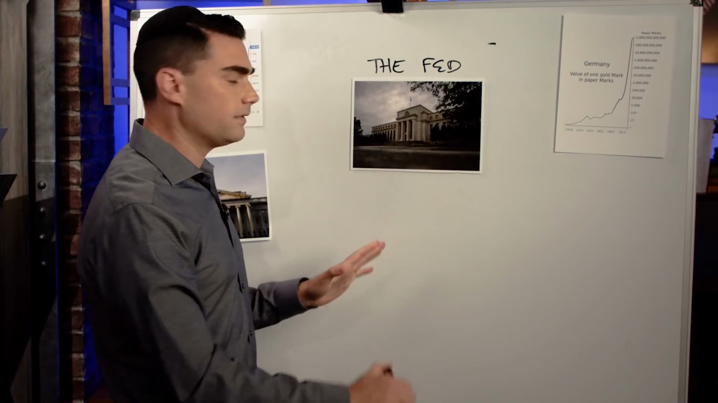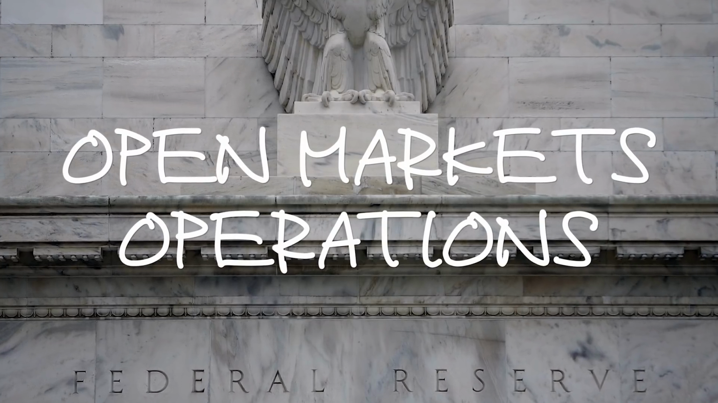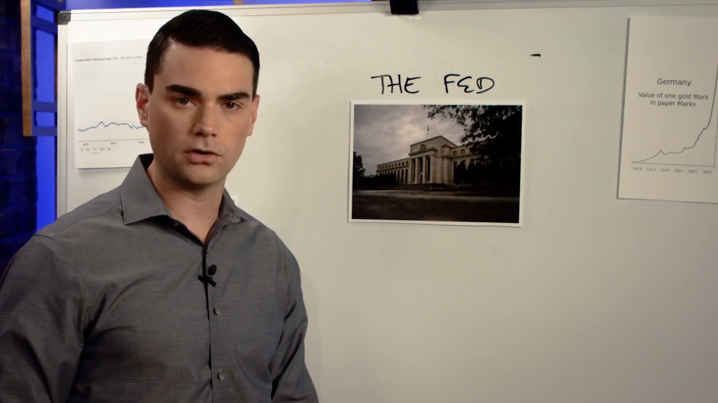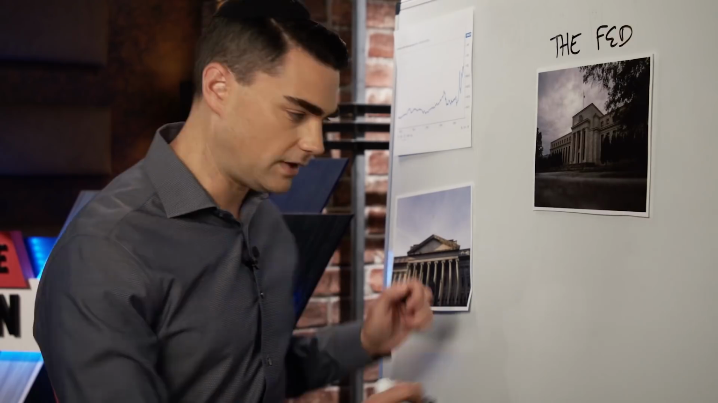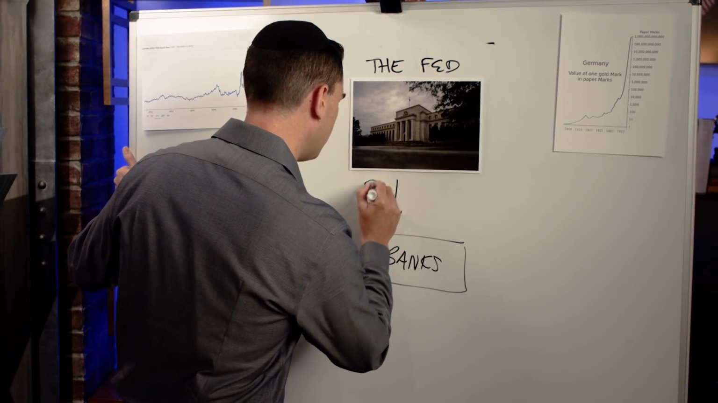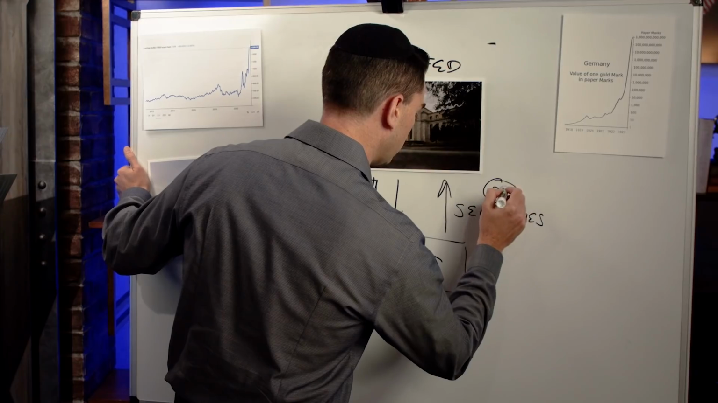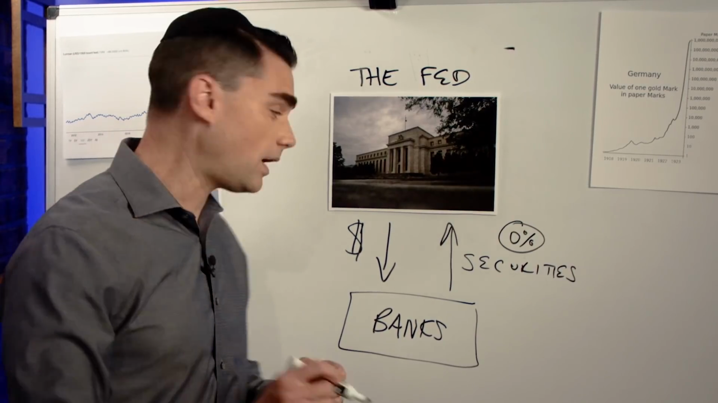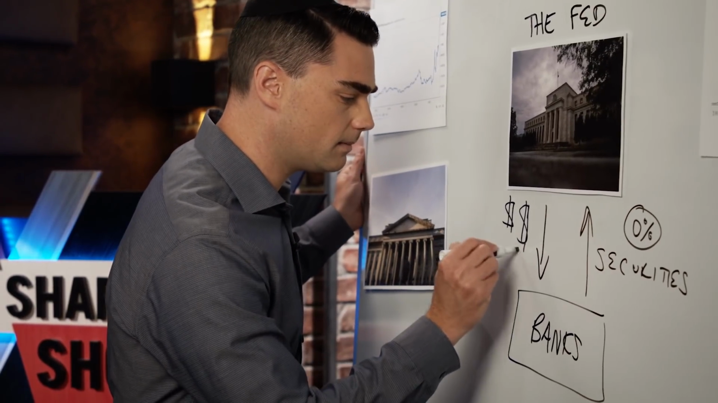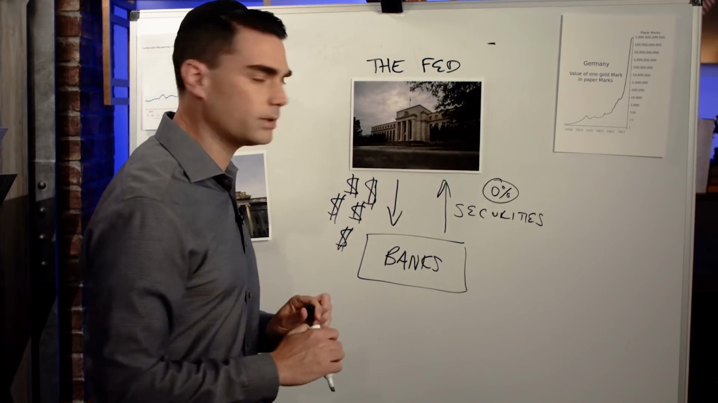The second way that the Fed manipulates the currency is through open market operations. The Fed will buy lots of securities from the member banks and then give them credit. Same kind of thing that we saw before, right? Here's the banks. The Fed will send them all sorts of money. They will buy all sorts of securities from them at 0%. And then they just keep giving them credit, more and more and more money. We're just going to shovel money into the banks. This is what the Fed is doing.